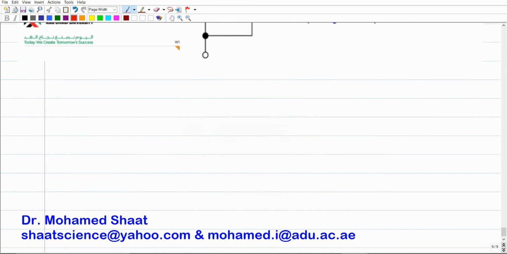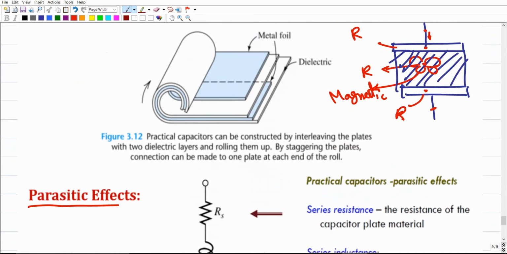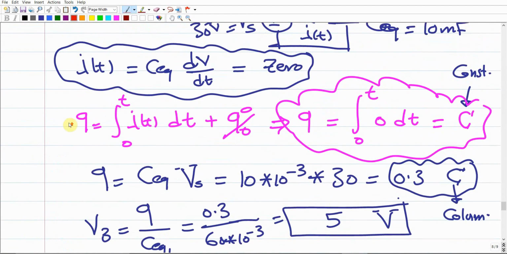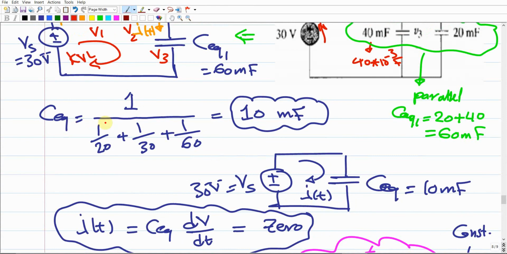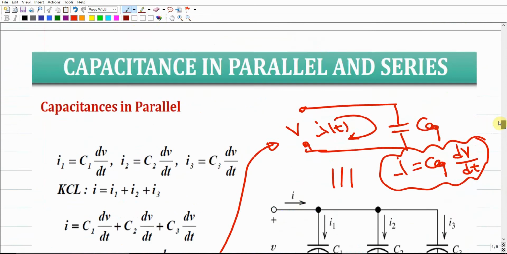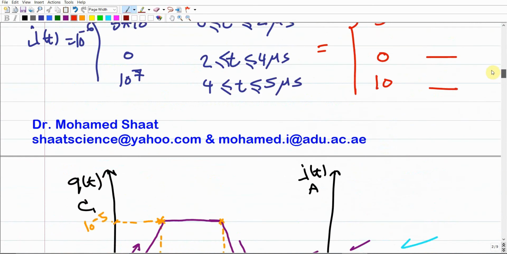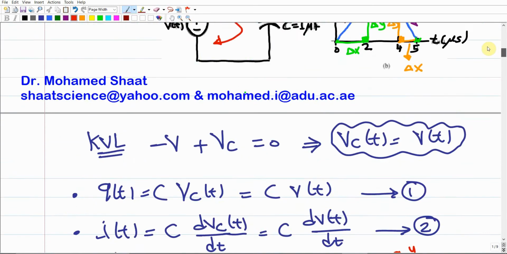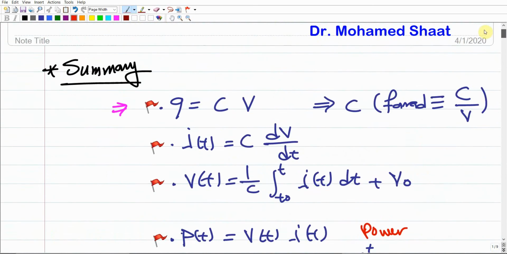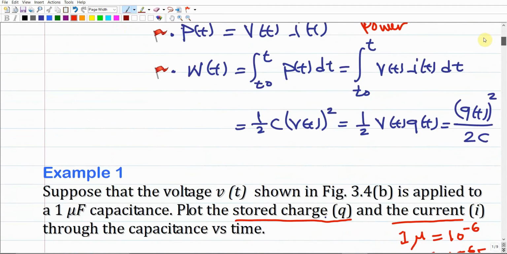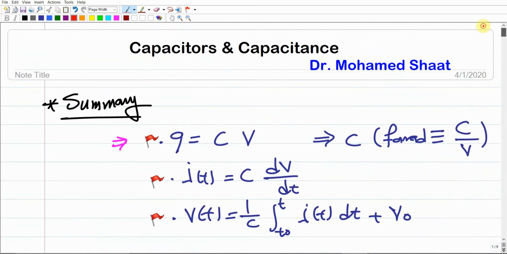All right? So this is for the capacitance and the capacitors, and this is going to be the end of this video. Through this video and the previous one, we have discussed the capacitance and the capacitor, and we had examples on how we can relate the current, the voltage, and the charges together through the capacitor, in addition to calculating the power and the energy. Then we discussed the equivalent capacitance for parallel or series capacitors. In addition, we considered the exact model of the capacitor.